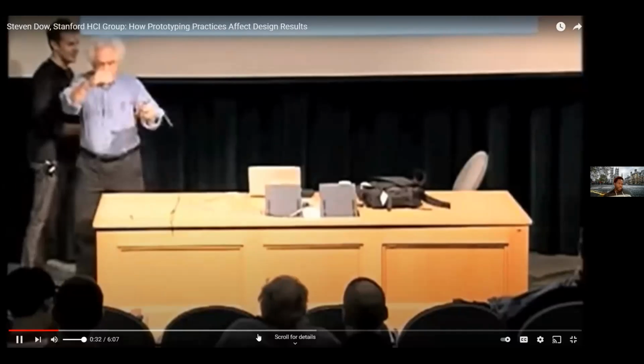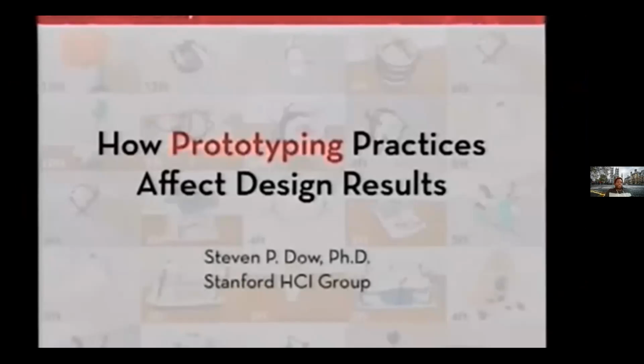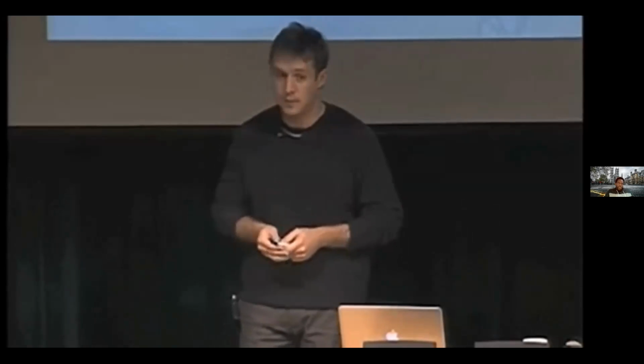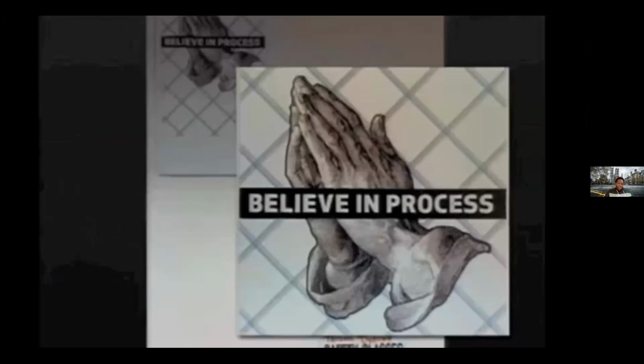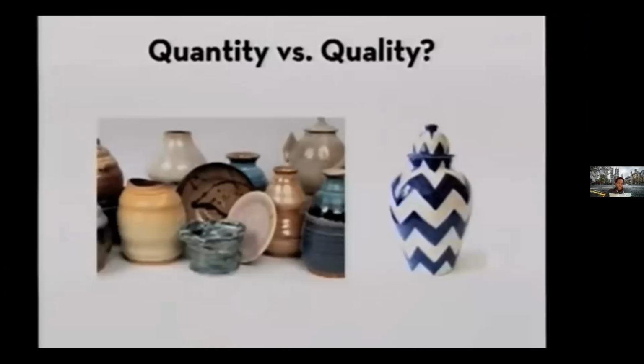Thank you, Terry. Today's talk is going to present a series of experiments that look at how prototyping practices impact design outcome. There is some evidence that prototyping practices affect outcome. There's the ceramics story. A ceramics teacher comes into class the first day and splits his class up into two different groups. He tells one group, you're going to be graded entirely on quantity. Produce as many ceramics as you can within the quarter. He tells the other group, you're going to be graded on quality. Create one really good ceramic and you're going to be graded on that one.